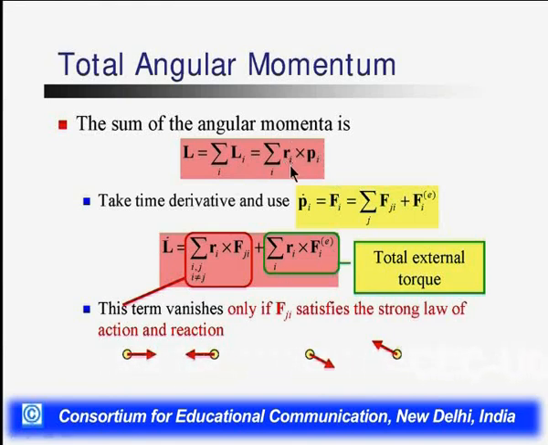Here what we do is put the value of Pi from this equation into this equation. Then we can explain the angular momentum, and this defines the total external torque. Why is it external? Because here we have the external force Fi. Again, these terms can vanish if Fij satisfies the strong law of action and reaction. Then angular momentum will be a function of the total external torque.